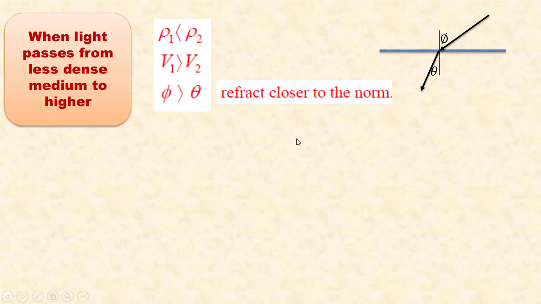In the inverse case, if the light falls from a less dense medium to a higher density medium, this is the separating surface. If this medium has low density and the light passes to a higher density medium, where is the angle of incidence? Yes, this is phi. Since this medium has low density, the light speed here is more than in the second medium, so the speed of light decreases, and it will refract near to the normal line, and the angle of refraction will be less than the angle of incidence.